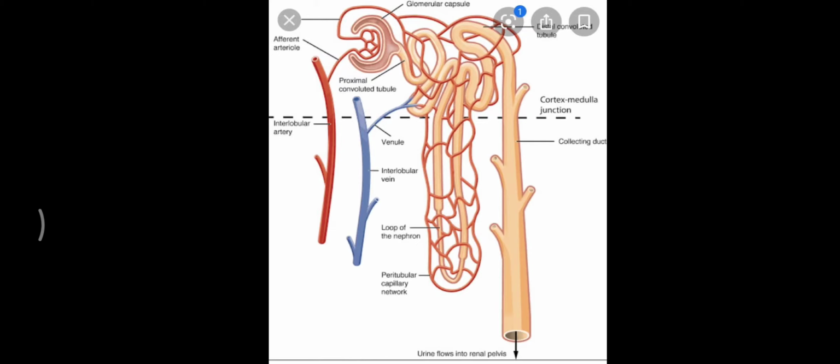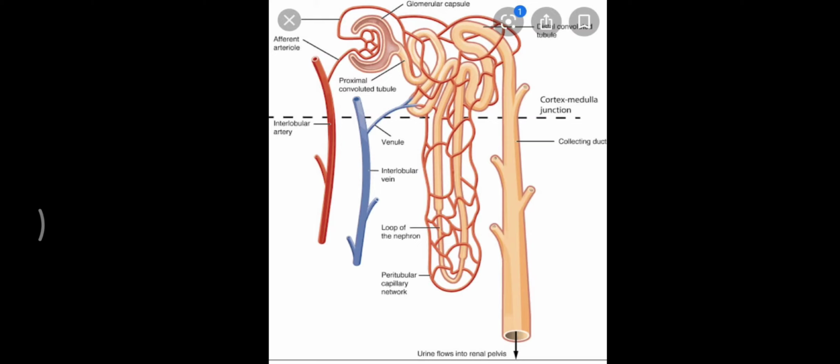The next part is the distal convoluted tubule. The ascending limb of Henle's loop continues into a highly coiled region, and that region is called the distal convoluted tubule. The collecting ducts of many nephrons are present. The single collecting duct is here, and it receives the DCT of many nephrons, and this opens into the renal pelvis through the medullary pyramid.